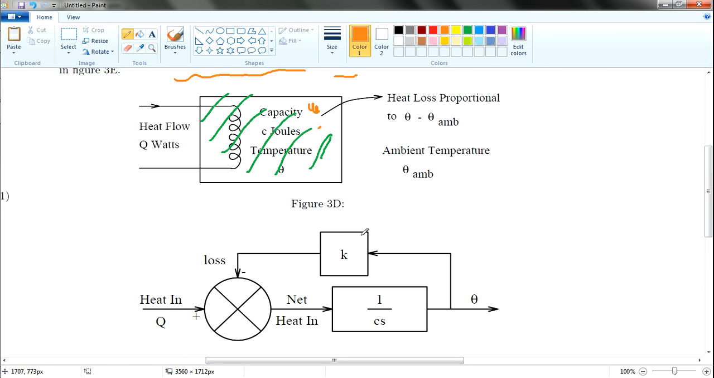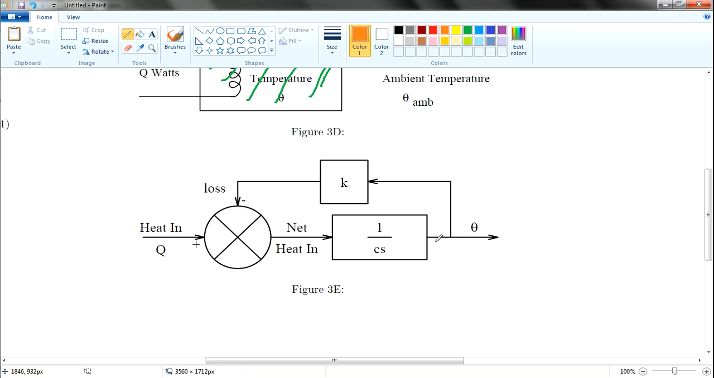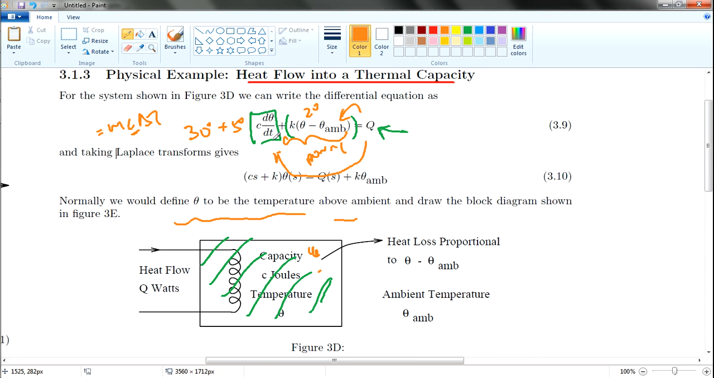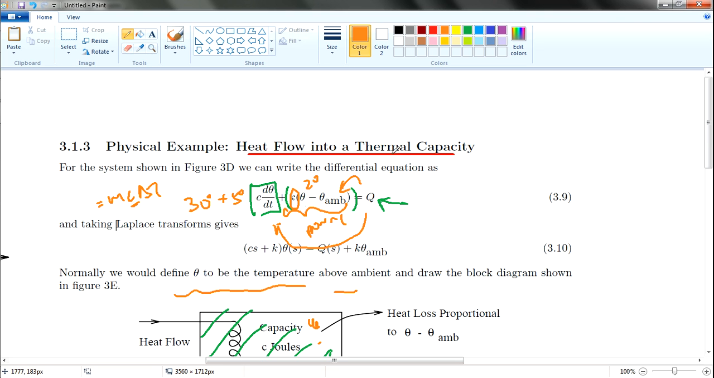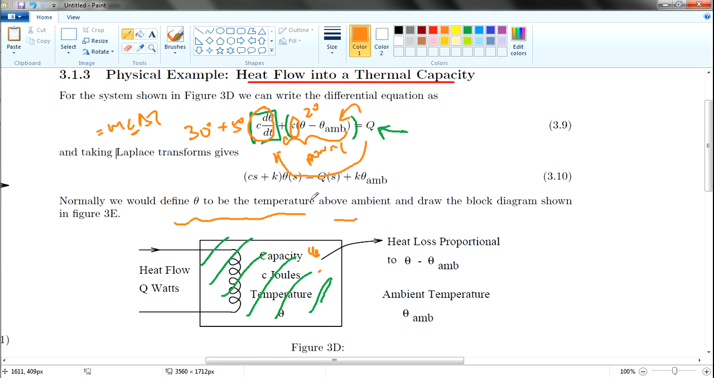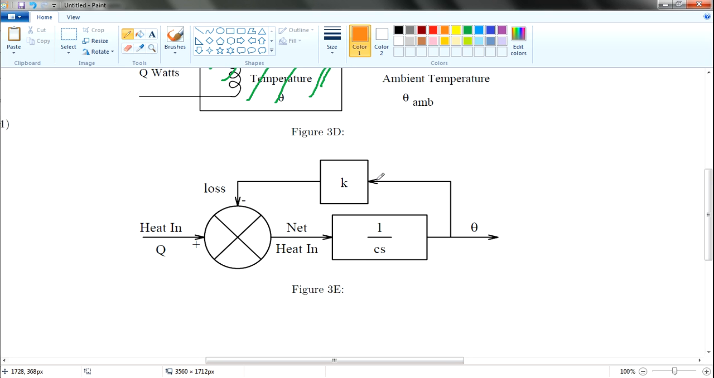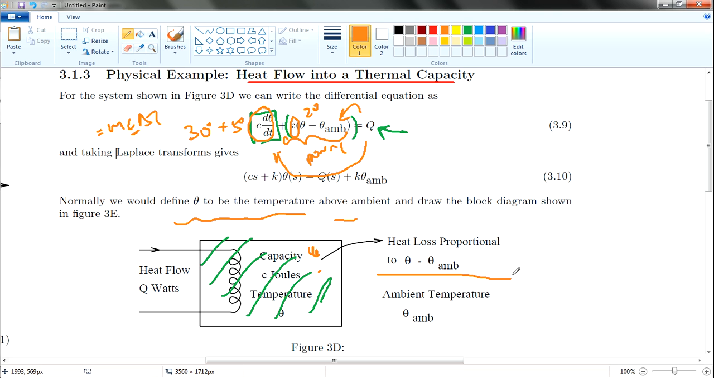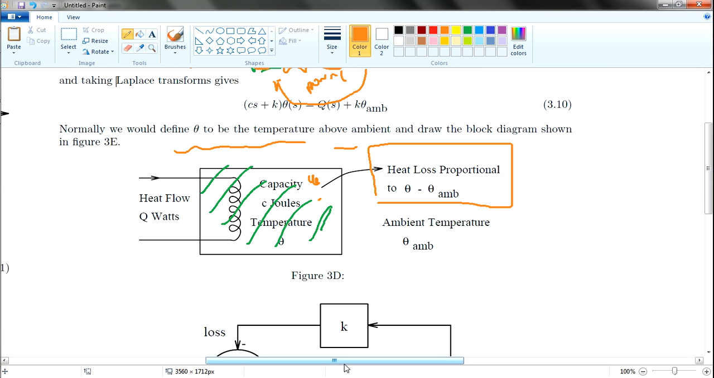So in order to control this, you have a, not control, but rather this is just some losses. This loss is proportional to the amount of this. So this K is proportional to this thing, I would say, if I'm not wrong. Yeah, correct. Heat loss is proportional to theta minus... So I hope I've made this clear.